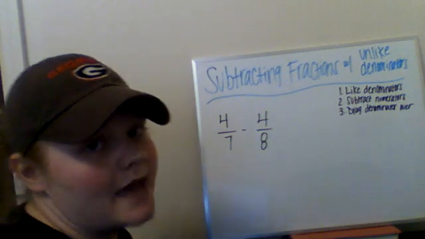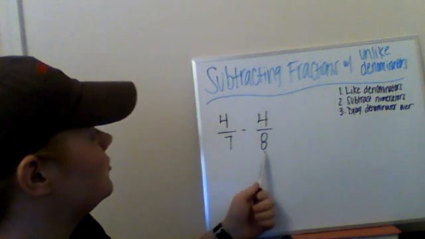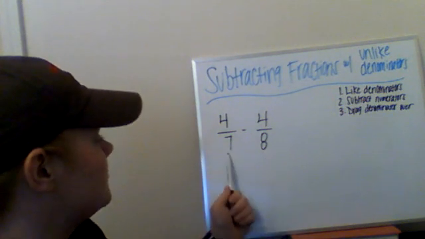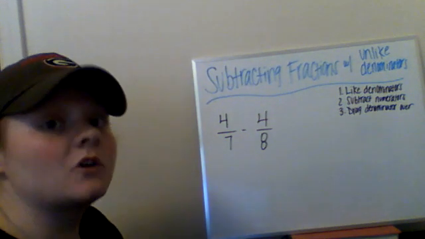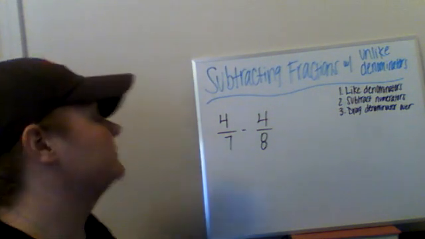the other one we were able to do easy math to get like denominators. If I look right here, I know 7 is not a multiple of 8, and I know 8 is not a multiple of 7. So that means I'm going to have to do a little more math to be able to come up with a like denominator.